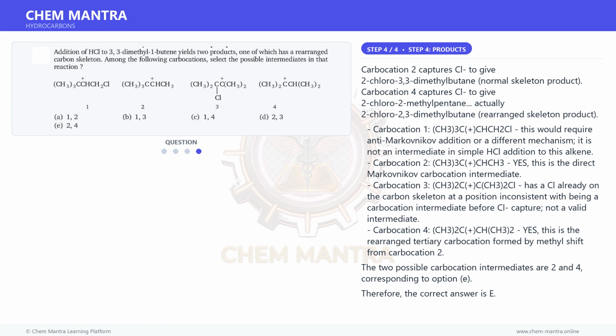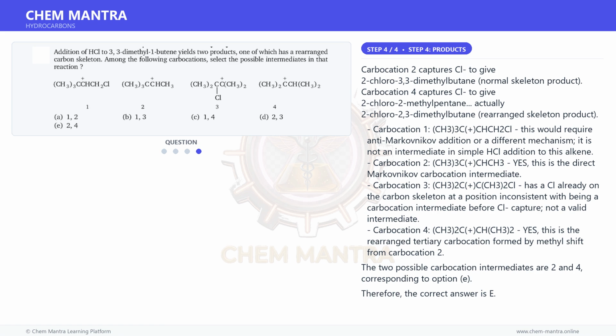Carbocation 1, (CH3)3C-CH+-CH2Cl, would require anti-Markovnikov addition or a different mechanism. It is not an intermediate in simple HCl addition to this alkene. Carbocation 2, (CH3)3C+CHCH3: yes, this is the direct Markovnikov carbocation intermediate. Carbocation 3, (CH3)2C+-CCH3 with Cl, has a Cl already on the carbon skeleton at a position inconsistent with being a carbocation intermediate before Cl capture, so it is not a valid intermediate.